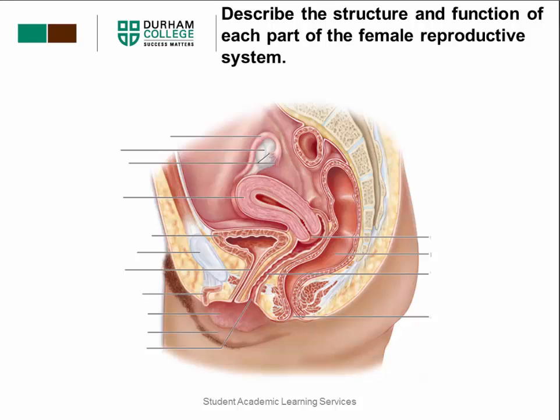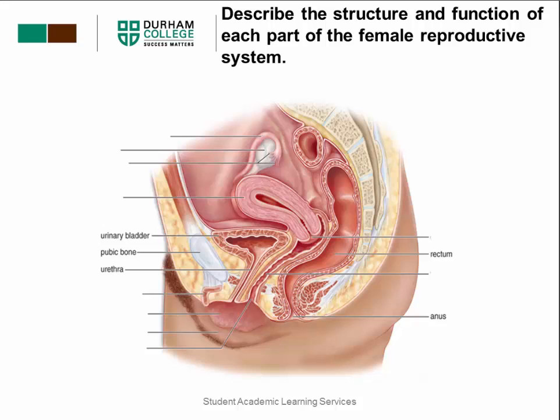This cross-section along the mid-sagittal plane of the female pelvic region gives us a medial view of the female reproductive system. To get our bearings here, here's the pubic bone on the anterior side of the female pelvic region. We have the urinary bladder as well as the urethra, part of the urinary system. We have the rectum and the anus, which are part of the digestive system.